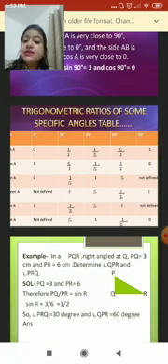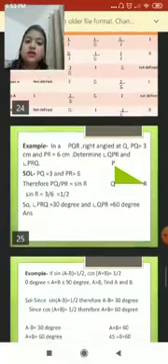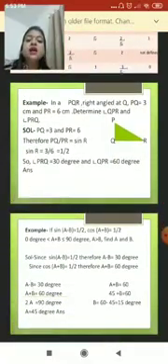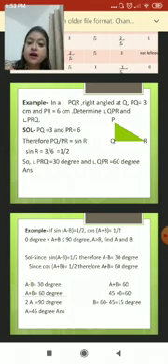For example, let us see a question. The concept will be more clear. In a triangle ABC, right angled at Q, PQ is equal to 3 and PR is equal to 6. We have to find angle P and angle R. So how do we do it? PQ is 3 and PR is equal to 6. Therefore, PQ by PR is equal to sine R, which is 3 by 6, which is equal to 1 by 2.